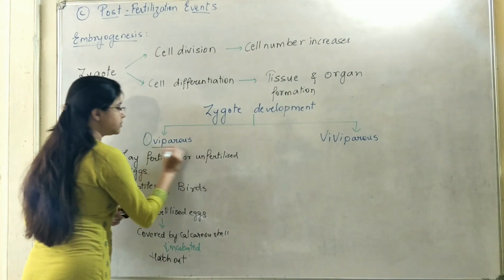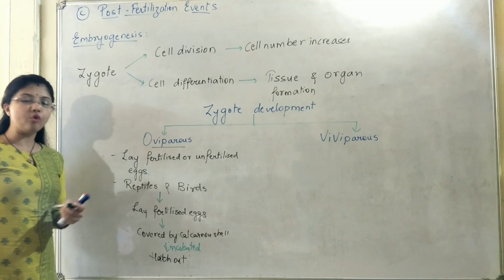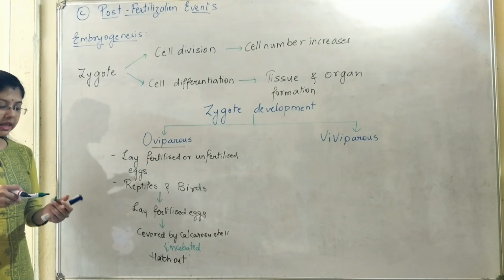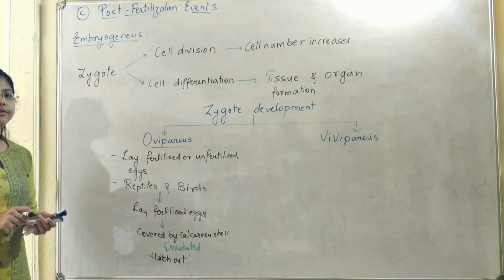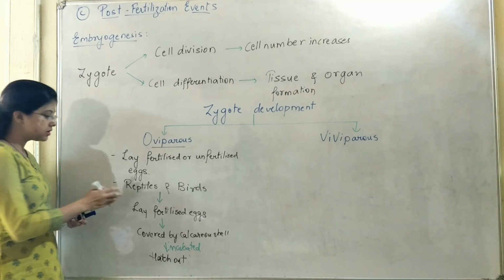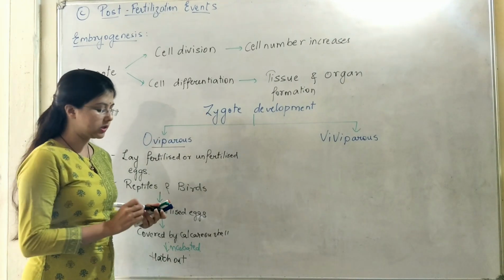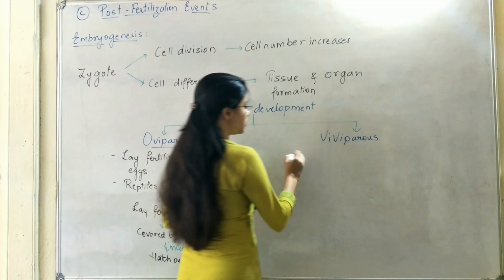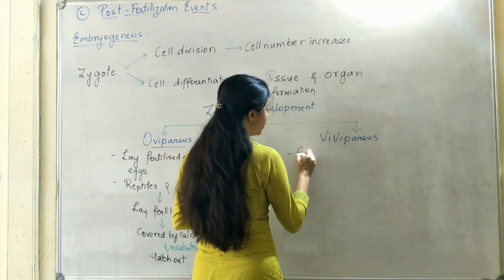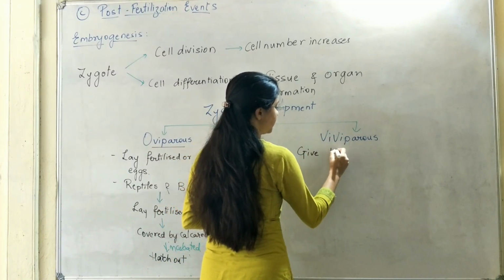So those organisms which lay eggs are called oviparous organisms. They may lay either fertilized or unfertilized eggs. Examples of organisms include reptiles and birds. Viviparous organisms are those organisms which give birth to young ones.